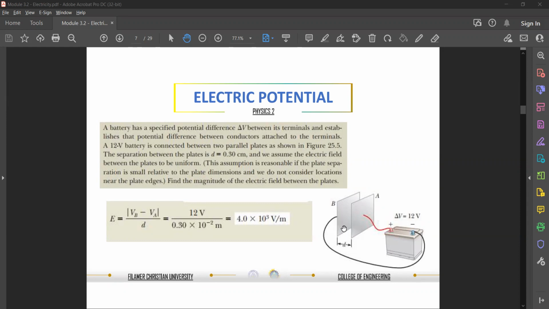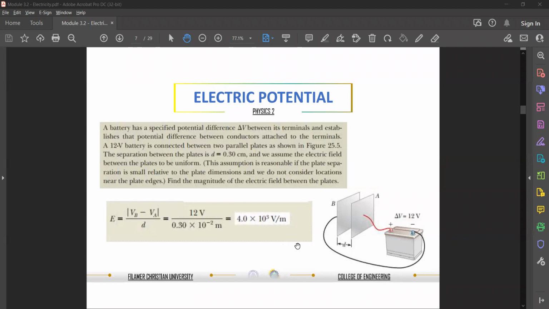We have a gap, which is what we call the separation. This assumption is reasonable if the plate separation is small relative to the plate dimensions, and we do not consider locations near the plate edges. So we are mostly at the center of the plates. Find the magnitude of the electric field between the plates. This is just a review for you.